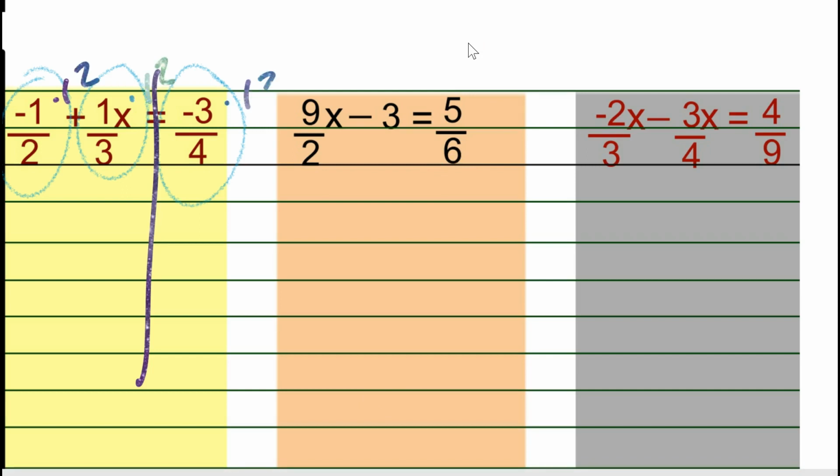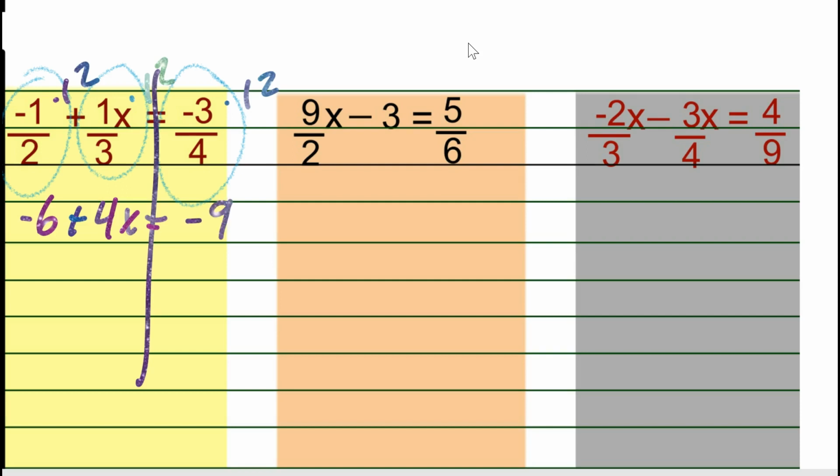-1 times 12 is -12. -12 divided by 2 is -6. 1 times 12 is 12. 12 divided by 3 is 4. Don't forget about your x. Oh goodness, this handwriting is looking amazing. And then -3 times 12 is -36. -36 divided by 4 is -9.